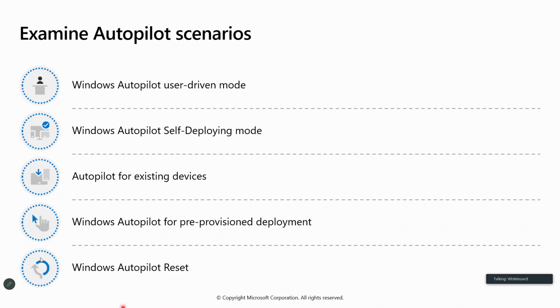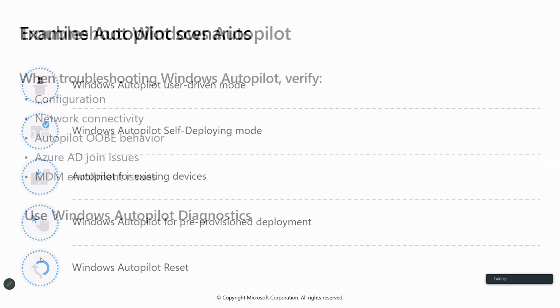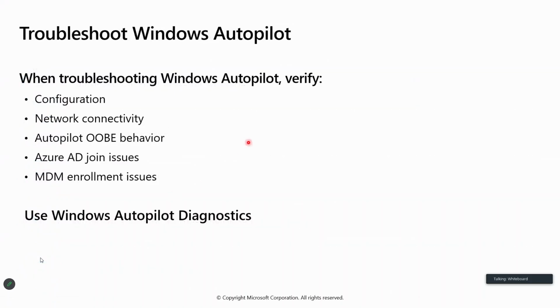Okay. If there's problems, what do we do? Well, again, depending on which version of Windows you were running, they slowly added additional troubleshooting capability in Windows Autopilot. But yeah, now with our latest versions, you should have all these capabilities. So what would you want to check?